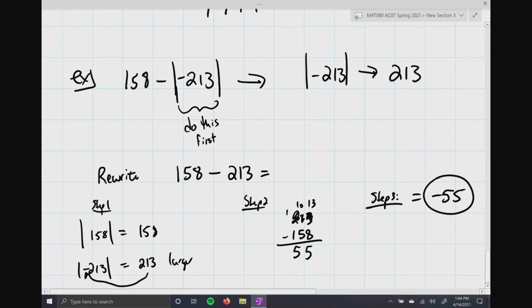So 158 minus 213 is negative 55. Does that make sense, everyone? Okay?